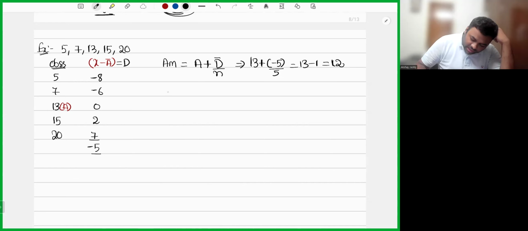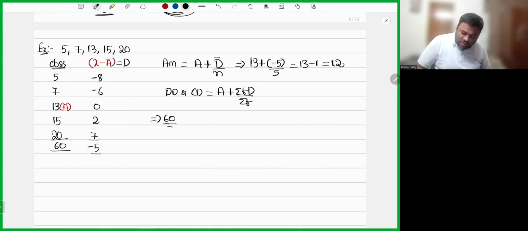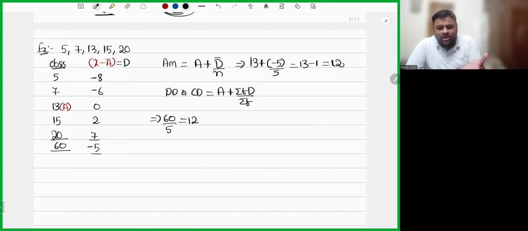If it is discrete data or continuous data, the formula will be A plus summation of f into d divided by summation of f. Now, sir, why do I have to do all this nonsense? What is the sum of these things? 5 plus 7 plus 13 plus 15 plus 20 is 60. Instead, can I do 60 divided by 5? Again, it is the same 12. And why should I use deviations? Don't bother with deviations. There is no use.